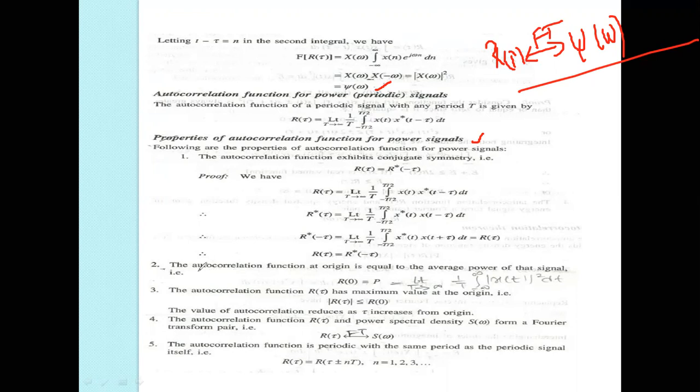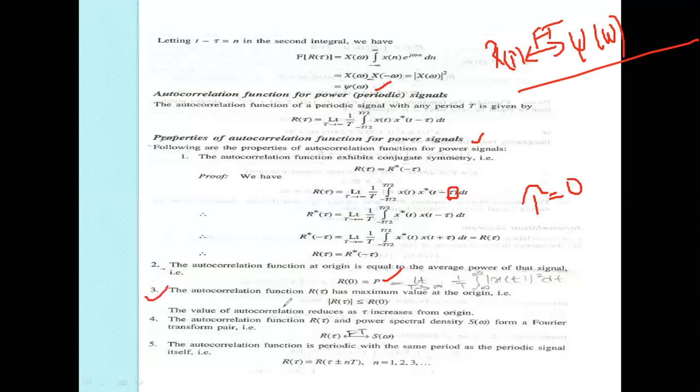Okay. Second property: the autocorrelation function at origin is equal to the average power of the signal. The autocorrelation function at origin means tau is equal to 0. When tau is equal to 0, it becomes x of t x star of t. So the limit as T tends to infinity of 1 by T, the integral from minus T by 2 to T by 2 of the squared magnitude of x of t dt, is equal to the power of the signal.